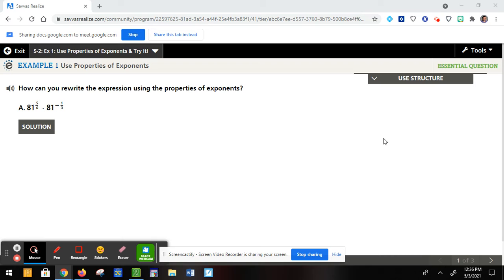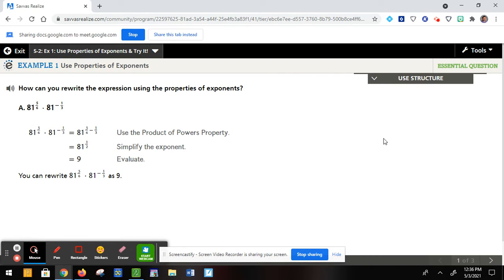When you have like bases and you're multiplying, you add the exponents. And that's what you're going to see here. So 5/6 and negative 1/3 will get added together, and you end up with 1/2. 81 to the 1/2 power, as we learned in the last lesson, is simply the square root of 81, which is 9. All right, let's look at the next one.